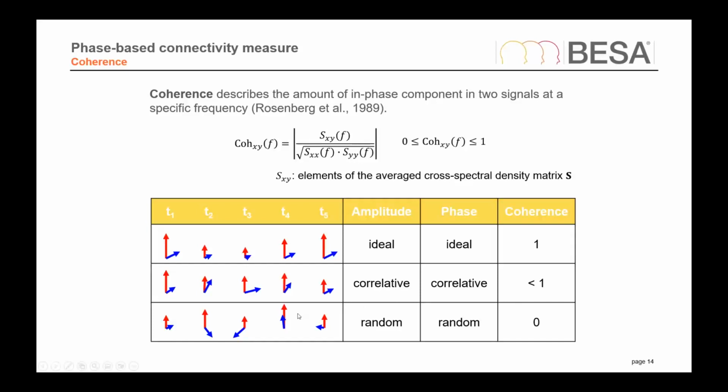And finally, we have a scenario where we have a random relationship between amplitude and phase. And in that case, the coherence will be 0 or close to 0. So that's the way coherence works. And this was then refined in several ways. So let's just have a quick look at what else is on offer.